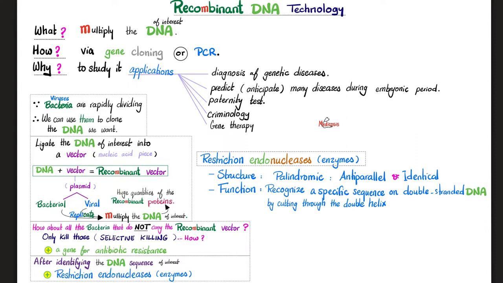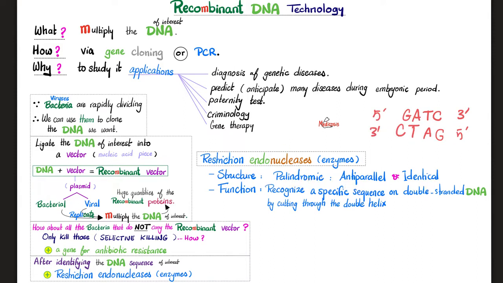After identifying the sequence of the DNA of interest, it's time to add restriction endonuclease enzymes, also known as restriction enzymes. What are they? They are palindromic. What does that mean? It means identical and anti-parallel. Example, suppose that one strand is 5' G, A, T, C, 3'. What's the other one? Well, anti-parallel, 5' G, A, T, C, 3'. Identical and anti-parallel. Hashtag palindromic.